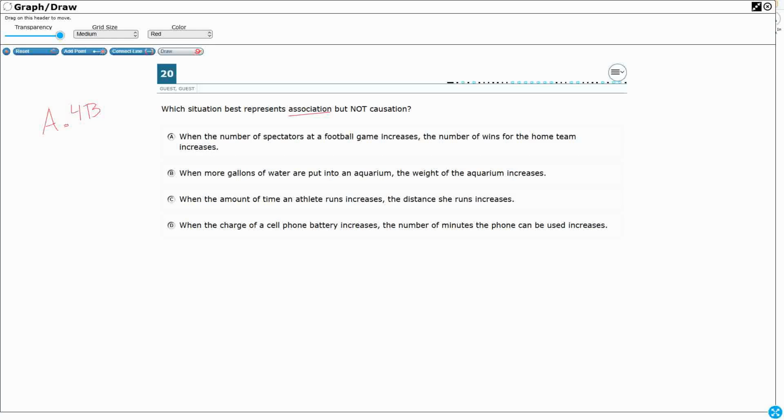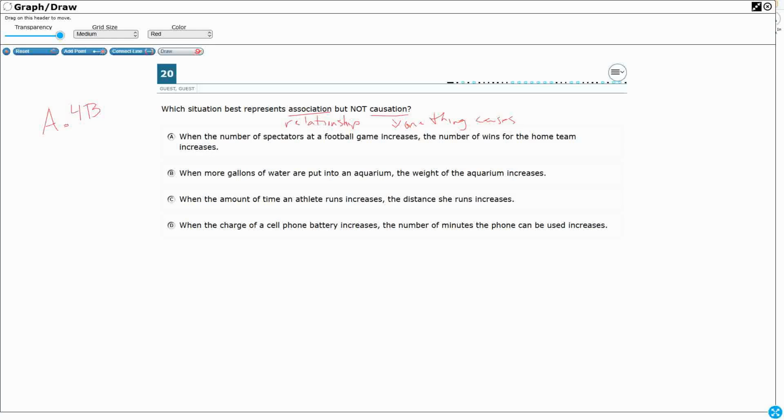Association is a relationship between two variables that they tend to occur together more often than would be expected by chance, but it's not causation. So there is a relationship between two variables, and they tend to happen together, but one doesn't cause the other. Causation, think of that word cause. Because of this other thing, this always happens. So this is one thing causes another.